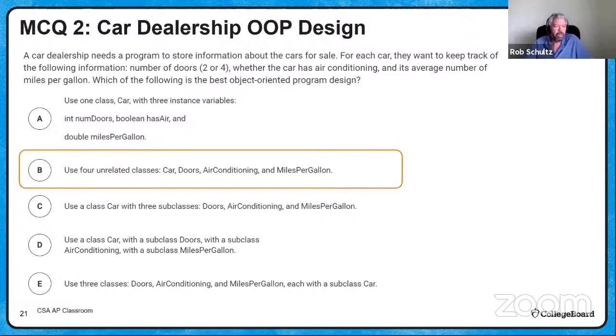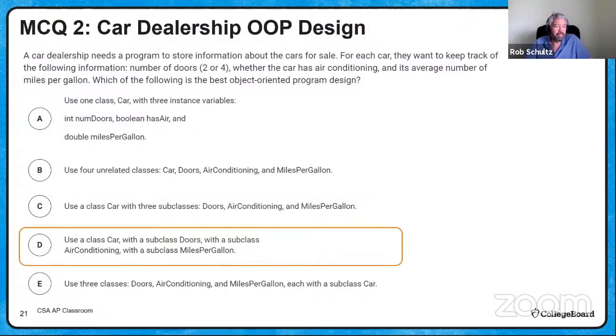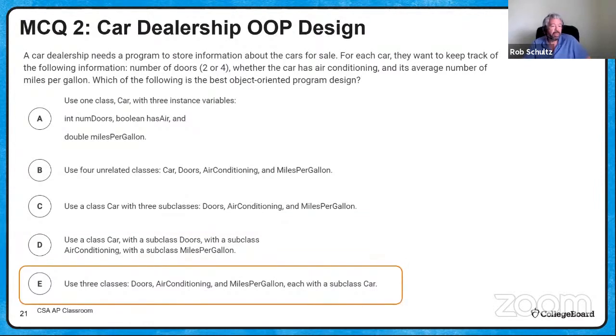There's A. B has four unrelated classes. C uses a car class with three subclasses. D uses a car class with a subclass doors, a subclass air conditioning, and a subclass miles per gallon. And E uses three classes, each with a subclass car. So how would the hierarchy for that work out? What would that look like?